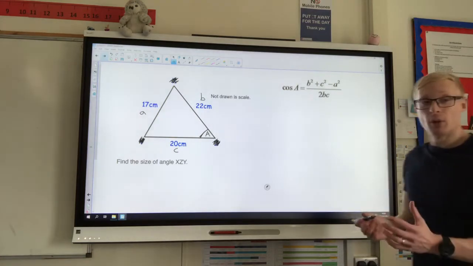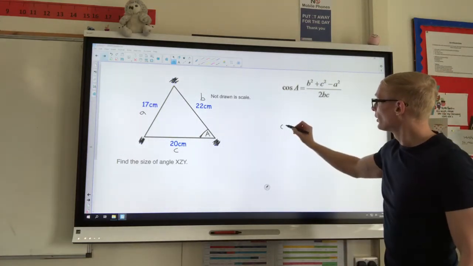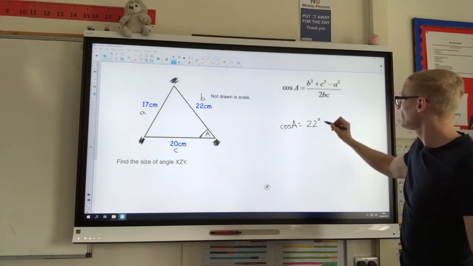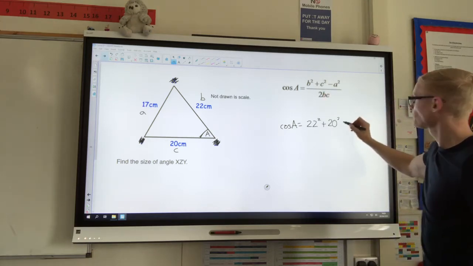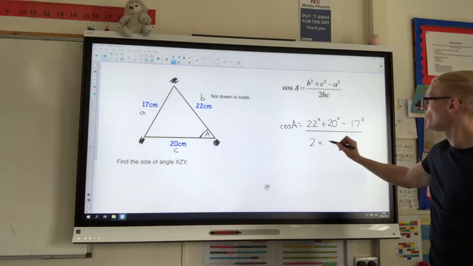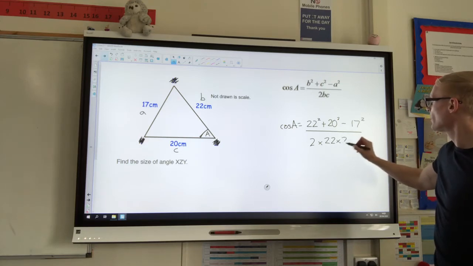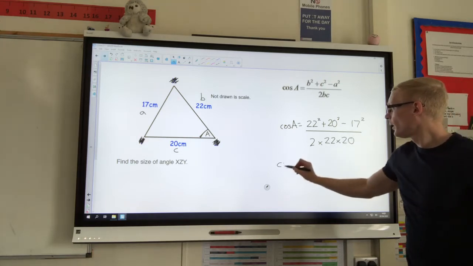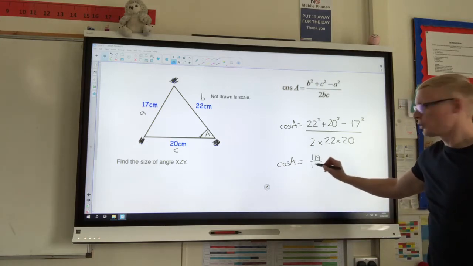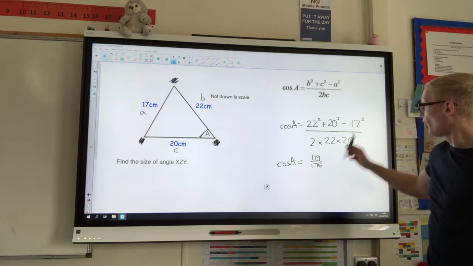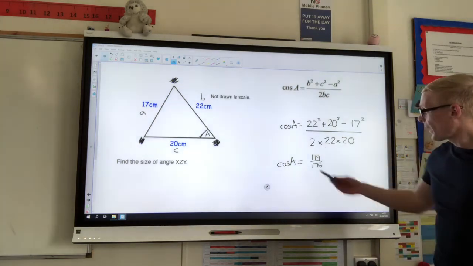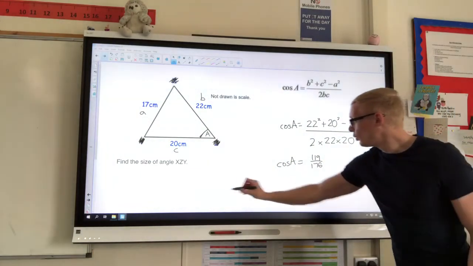At this point, all it is is substitution. So cos A is equal to b squared plus c squared, so 22 squared plus 20 squared, minus 17 squared, over 2 times 22 times 20. Typing that into your calculator gets you 119 over 176. Again, I would just do that in your calculator. The last bit is, how do I get the actual angle A if I know what cos A is?